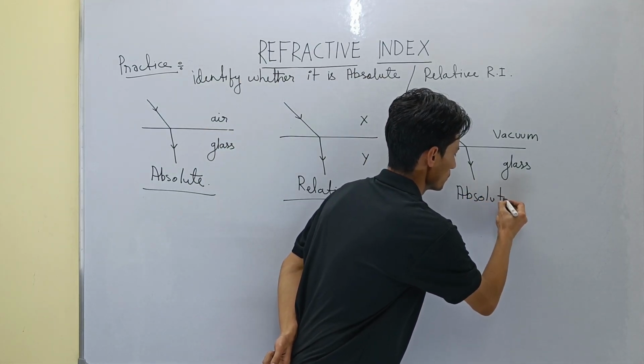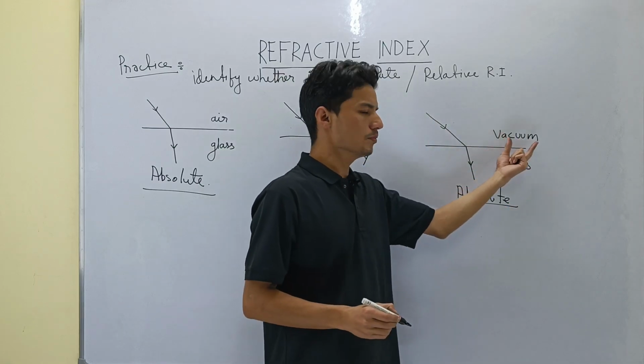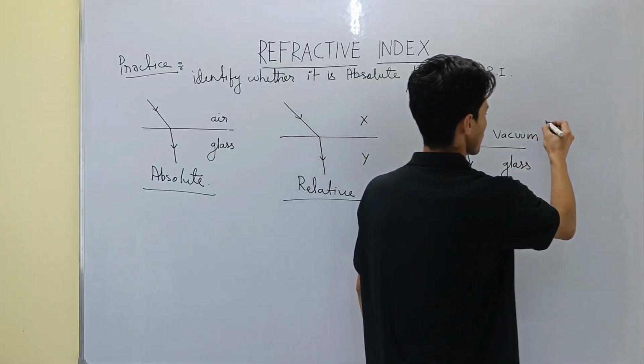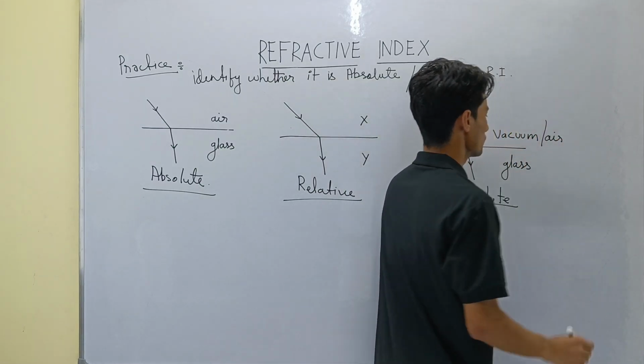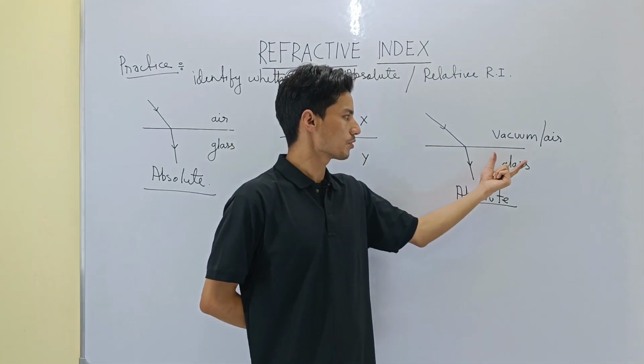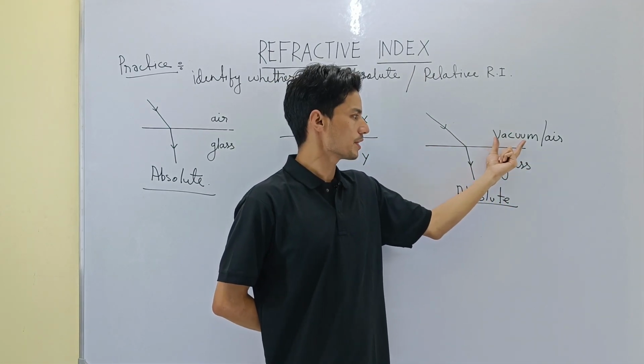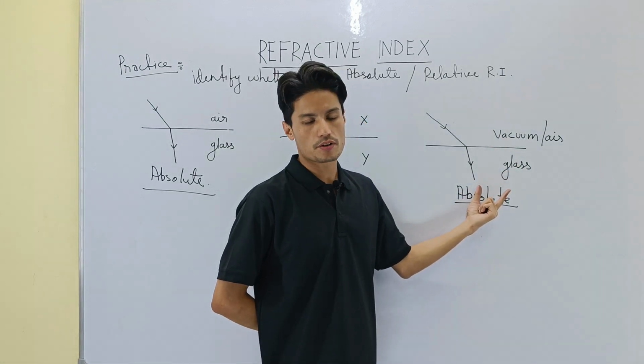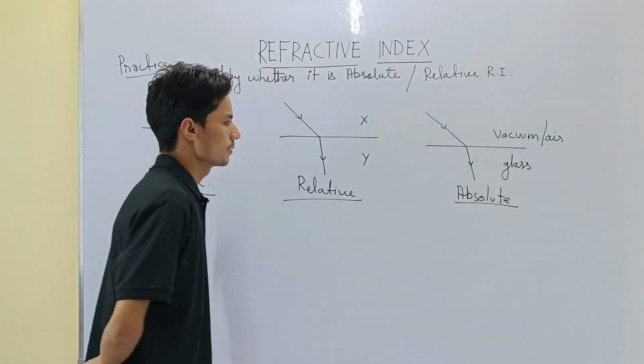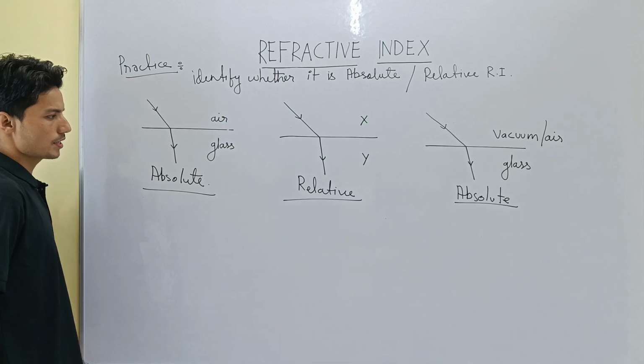Now, how absolute? See, vacuum or air is same. So if you understood that vacuum or air is same, there should be no confusion. Since vacuum and air are same, and the first medium happens to be air, this comes under the category of absolute refractive index. Next, now let's write the formula.